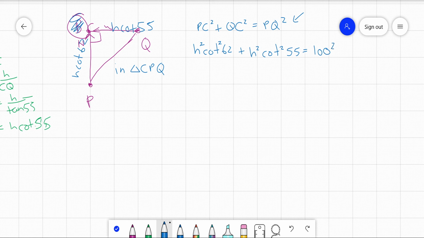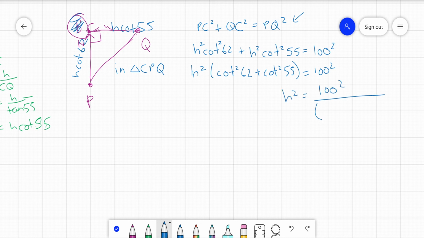So now you can see I can factorize this side by H squared. They've both got an H squared in them. So if I factorize by H squared and make H squared the subject, I'm going to divide by that bracket, that cot squared 62 plus cot squared 55. So now just put that in your calculator and make sure you square root, and you should get something like this in your calculator. I'll put dot dot dot there, and that is approximately equal to, to the nearest meter, 177 meters.